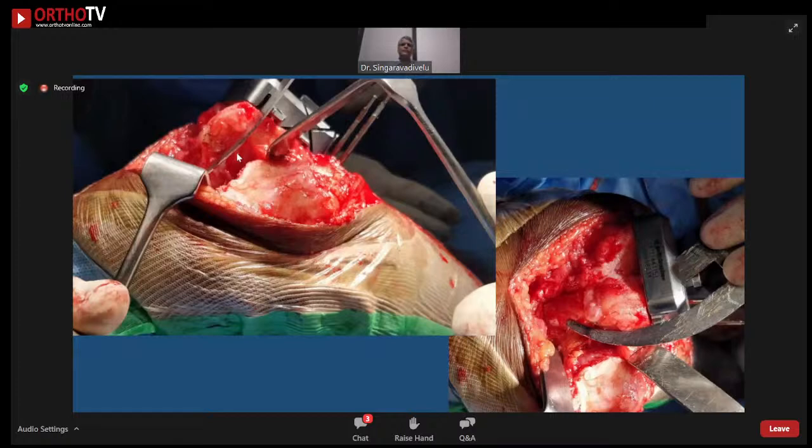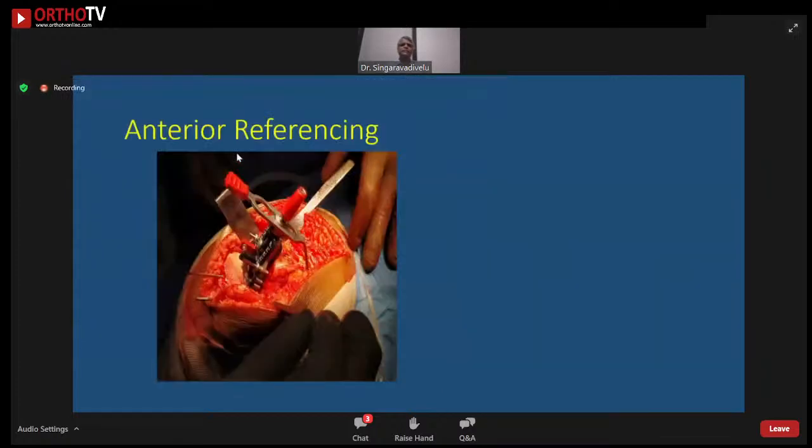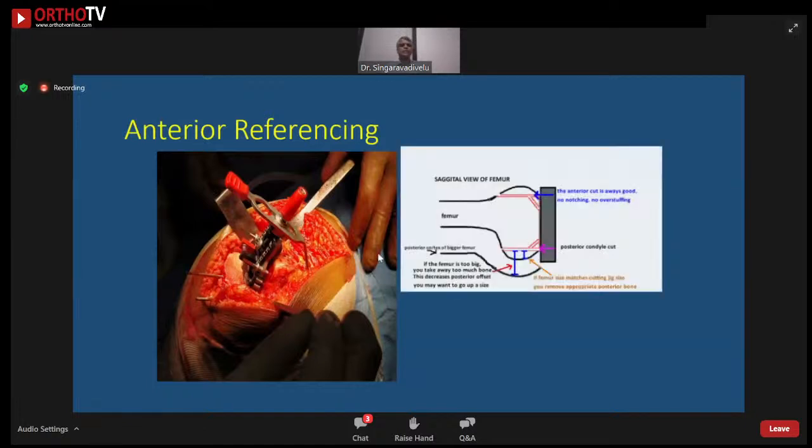So you have to adjust it. Now we'll come to the last part, the anterior referencing. With anterior referencing, if you keep the stylus and pin it, anteriorly it will not notch. The blade will go 1 millimeter below the anterior cortex, so it will not notch the anterior cortex.